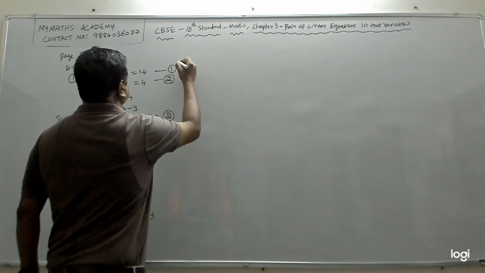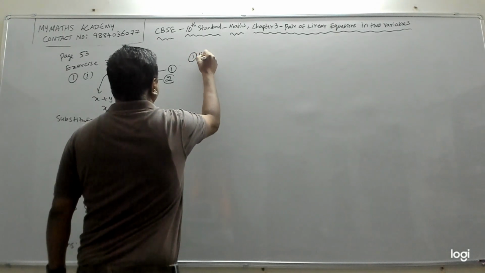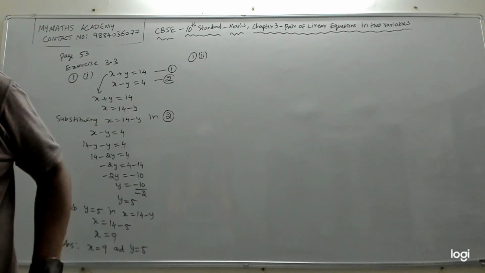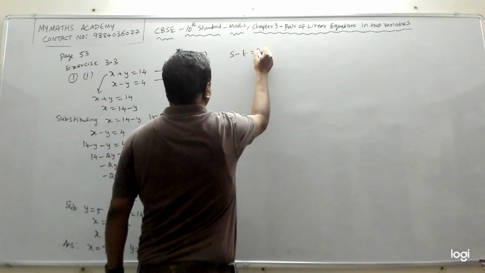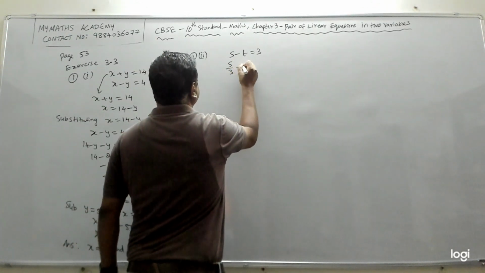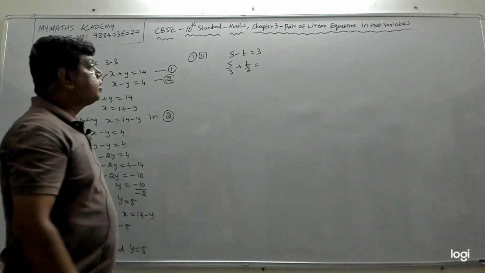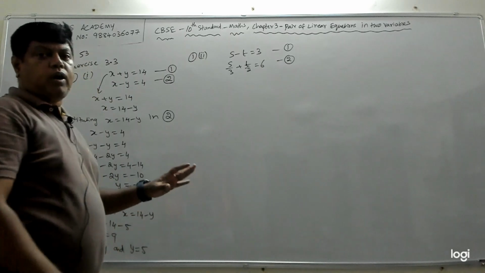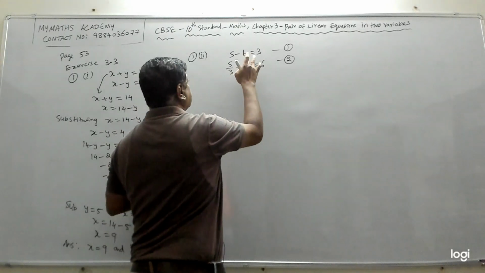Fine. So next, the second sum, the second problem. In the second problem we have s minus t equal to 3, then s by 3 plus t by 2 equal to 6. So this is equation 1 and this is equation 2. Whenever you have linear equations in two variables, here the variables are s and t.